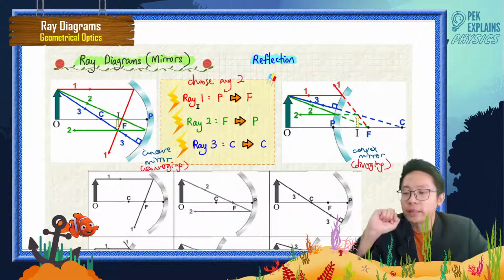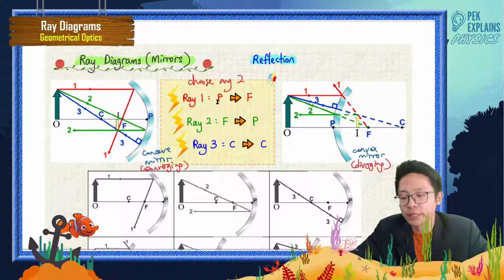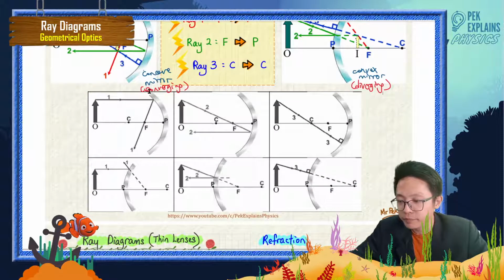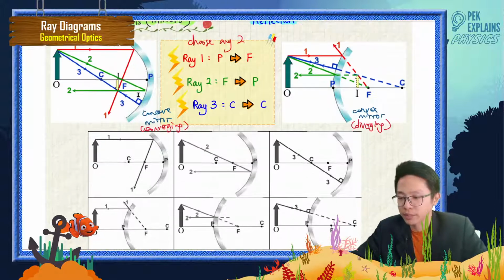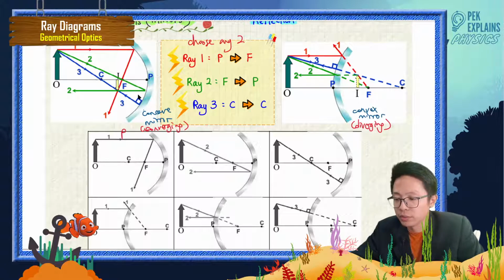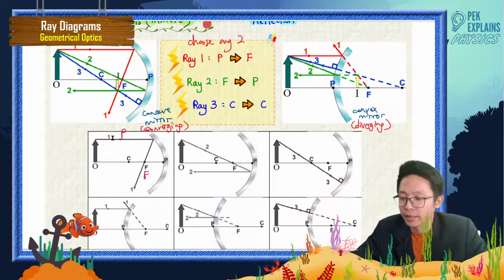Let us look at the first ray. The first ray is very easy. It comes parallel, and then it will be focused to the focal point or diverge from the focal point. For a concave mirror, it comes parallel, and then goes to the focal point. This is a converging mirror, so it focuses the light to the focal point.